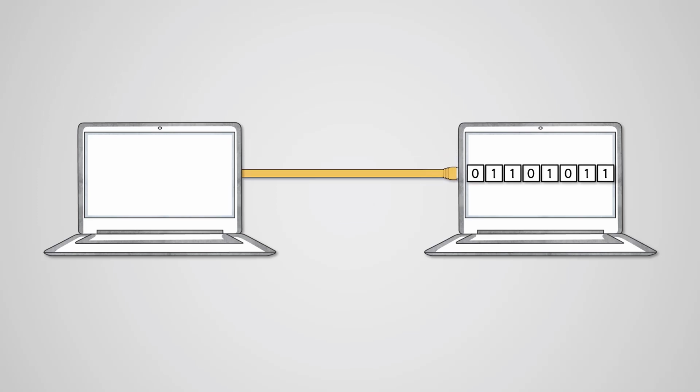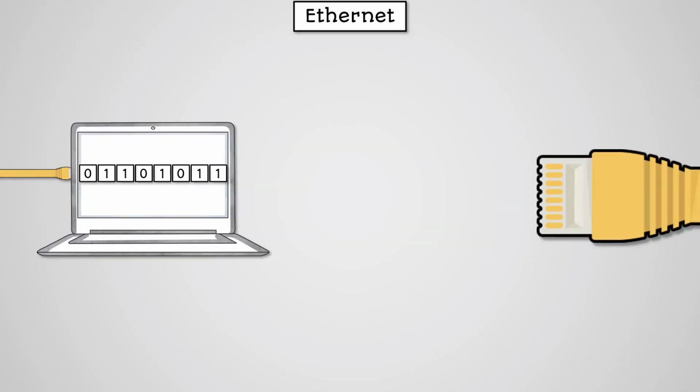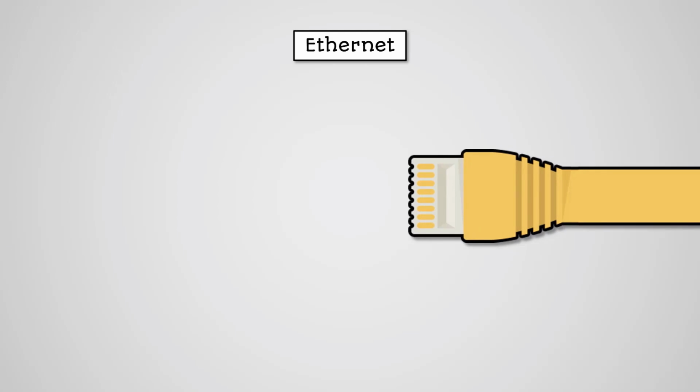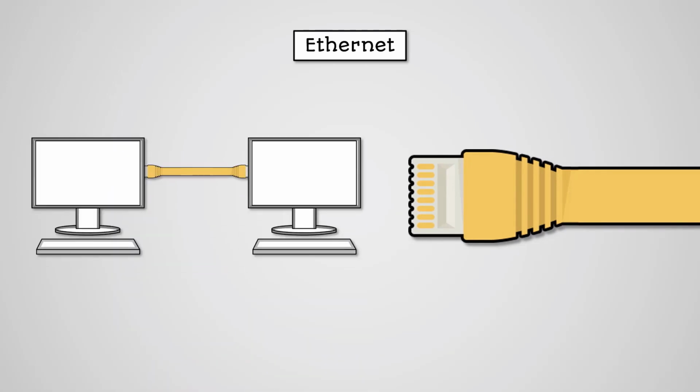Wired connections are where we have a physical cable that connects our computer system to the network, and data will be sent and received by a computer along this cable. There are a number of different wired connection modes, but by far the most common is Ethernet. Ethernet is a set of protocols used in wired networks.